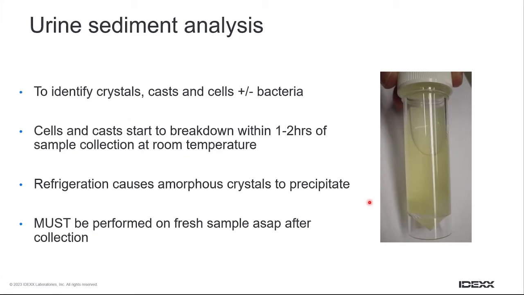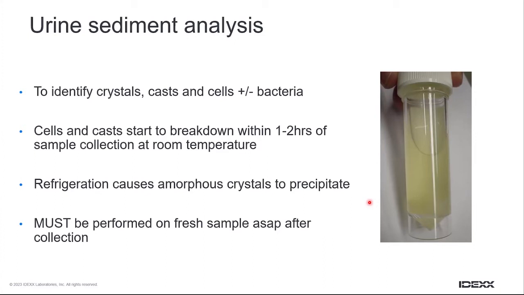The reason it's so important to analyze the urine quickly is because some of the cellular components within urine, which may be pathological and give us an indication as to what the underlying disease process is, can start to break down within 1 to 2 hours of sample collection at room temperature. So clearly, the longer that we leave that sample, the less chance we have of seeing representative changes in that particular urine sample. We also know that refrigeration can cause precipitation of amorphous crystals, and we also know that refrigeration can actually change the urine-specific gravity because cold urine is more dense than room temperature urine.